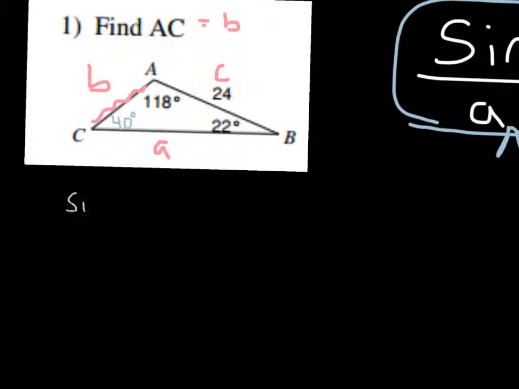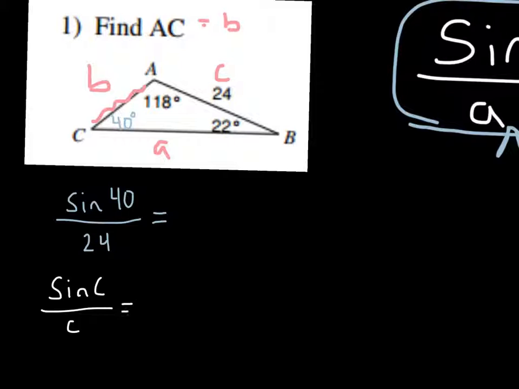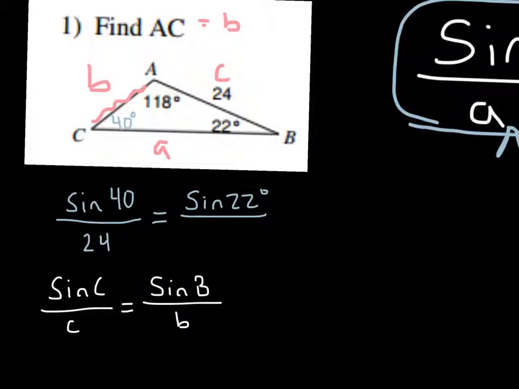So I can say, okay, sine of 40 degrees over side C, which is 24, is going to be equal to, and just to match this up with the law of sines, I've just said sine of angle C over side C is equal to. And then what do we want to pull in? Well, we want to figure out what B is. So let's say it's equal to the sine of angle B over the side B. And so when I fill this in, I say, okay, sine of 22 degrees over B.